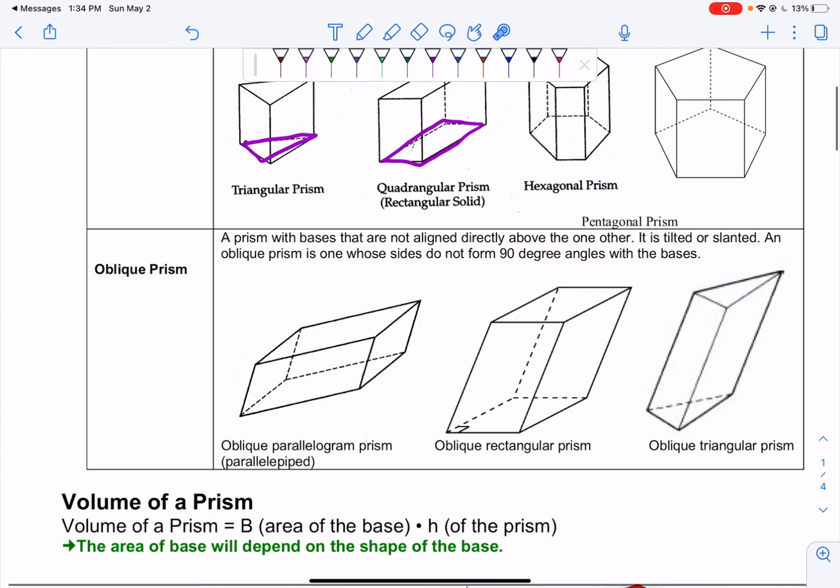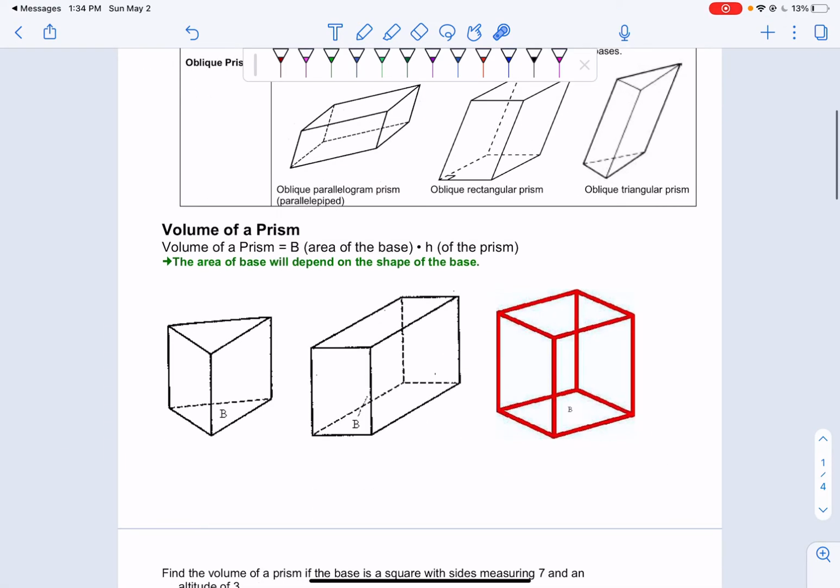An oblique prism is simply a prism with bases that are not aligned directly above one another. It's tilted or slanted. An oblique prism is one whose sides do not form 90-degree angles with the bases. So they're just sort of slanted prisms. Okay? So, volume of a prism.